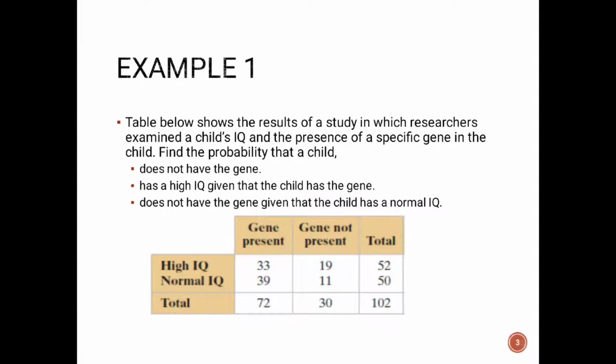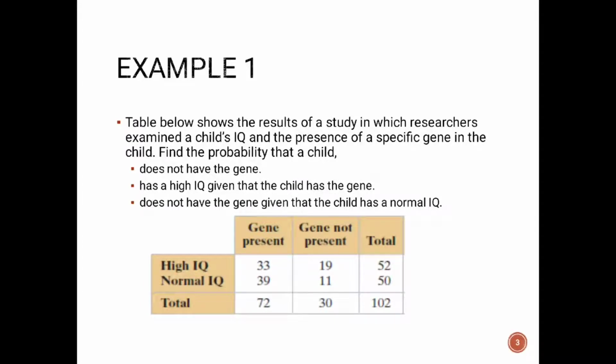Let's look at example 1. The table below shows the results of a study in which researchers examine a child's IQ and the presence of a specific gene in the child. Find the probability that a child does not have the gene.